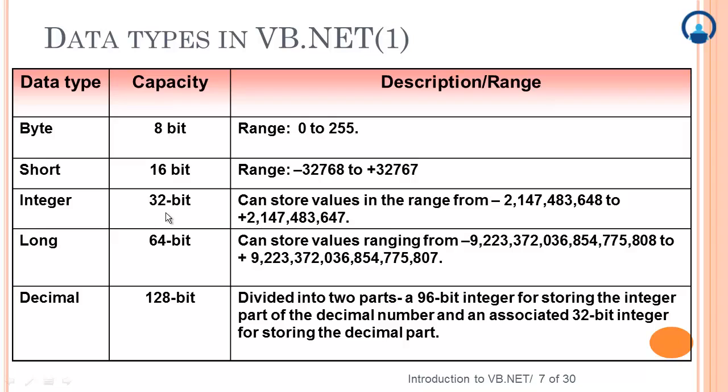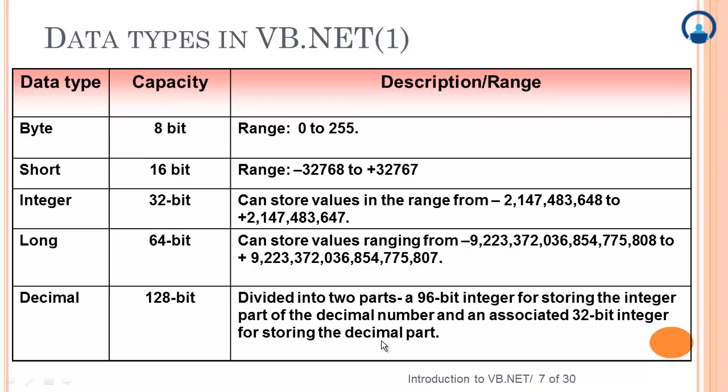Integer, the capacity is 32-bit. You can store values in the range from -2,147,483,648 to +2,147,483,647. Long has 64-bit and the value range is given here. Decimal is 128-bit, which is divided into two parts: a 96-bit integer for storing the integer part of a decimal number, and an associated 32-bit integer for storing the decimal part of the variable.